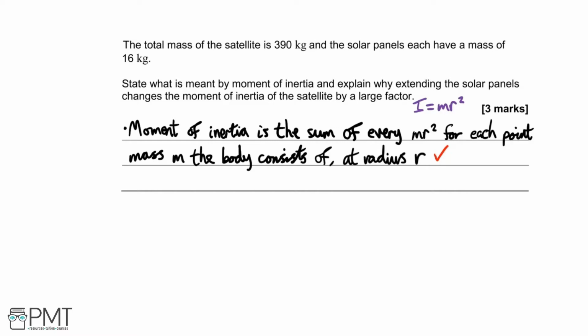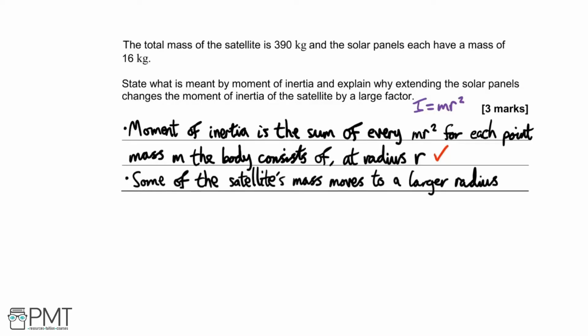So the next thing to say is starting to link that concept of moment of inertia to what's actually happening with that satellite. Now we're extending the panels outwards, which means we're moving some of the mass to a larger radius. So as you can see from that expression m r squared, if r is larger, then the value of m r squared will be larger, and then so will I. So we're moving that mass to a larger radius, that's our second mark.